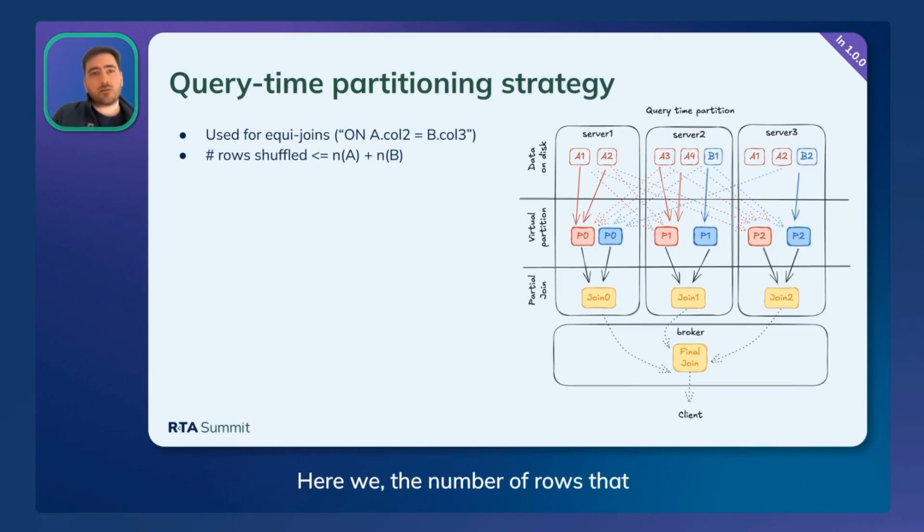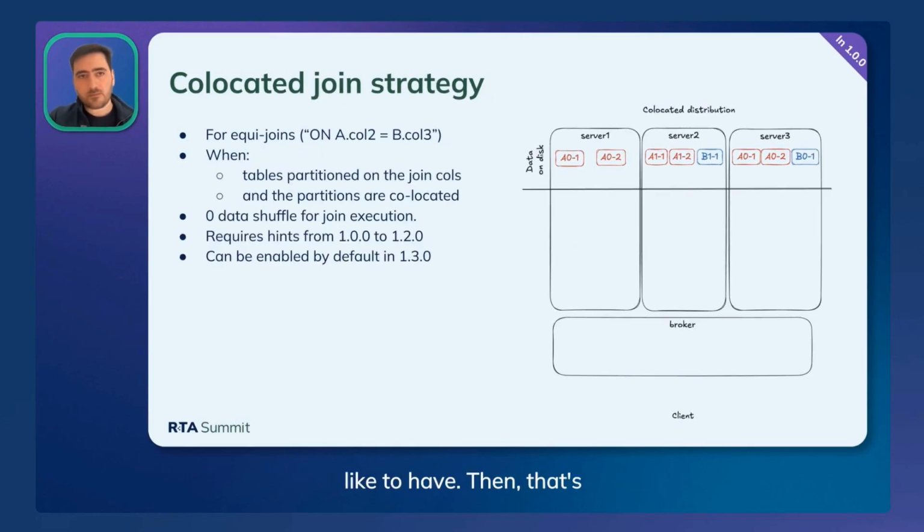Here the number of rows that need to be shuffled is the same as in the previous case, but here we can scale horizontally as much as we want because we can create as many partitions as we would like to have. Then that's cool, but that's using some virtual partitions. That has nothing to do with the actual partitions you may have in your table. You may already have some partitions created at ingestion time, and if these partitions are compatible with the kind of join you are executing, Pinot can apply better optimizations.